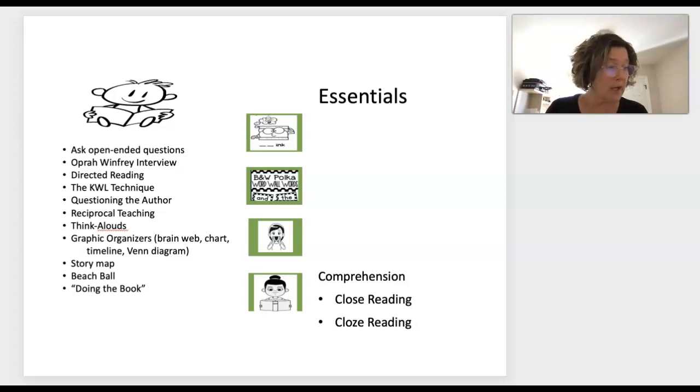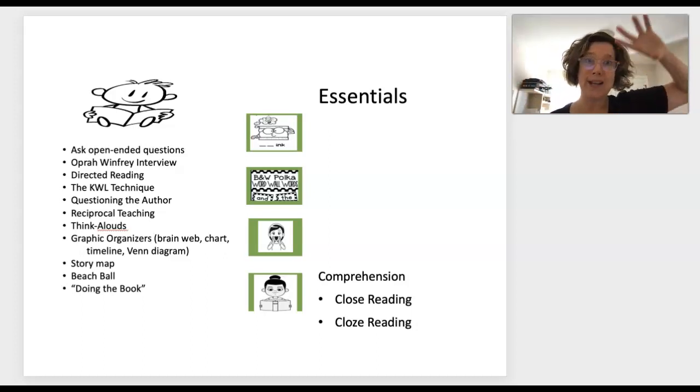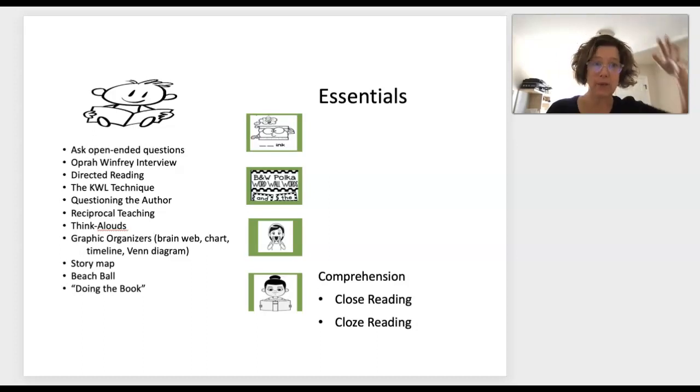Do some graphic organizers. These are some visual representations. So again, if you get them to do a brain web or a chart or a Venn diagram, that'll really show you if they're actually comprehending what you're hoping they're comprehending. A story map, again: what is the beginning of the story? What is the crisis? What is the rising action? What's the conflict? What's the resolution? Those kind of things. So that might help you to see if the child is actually comprehending the story.